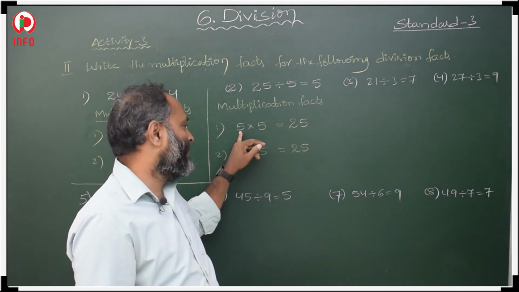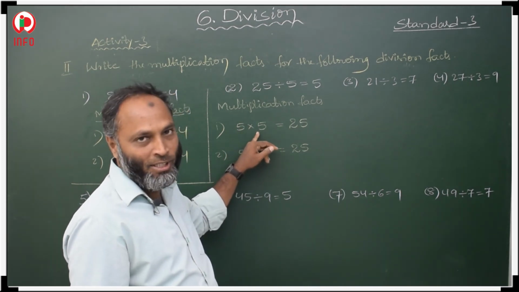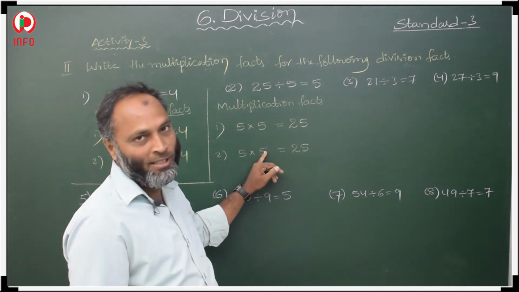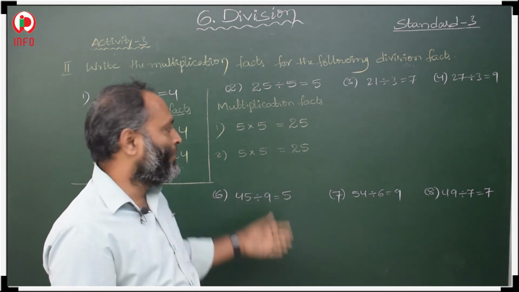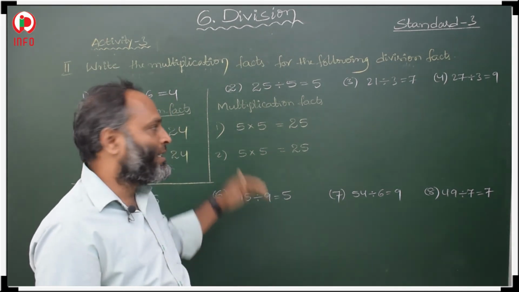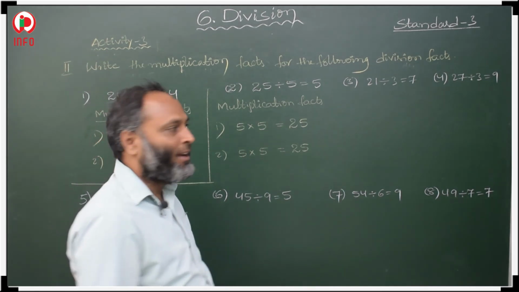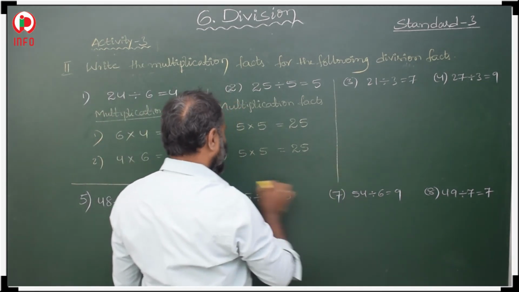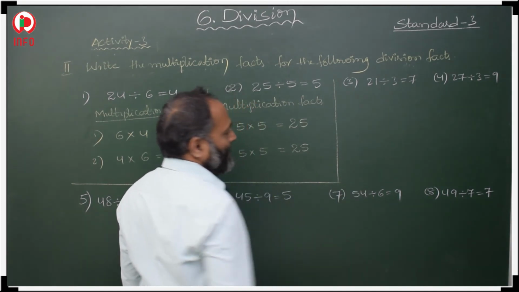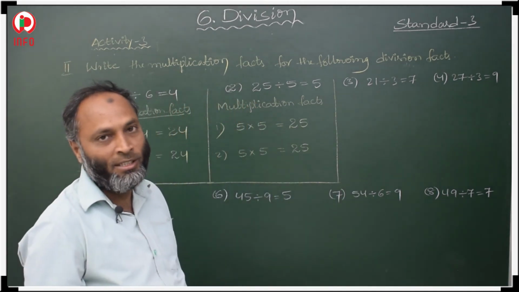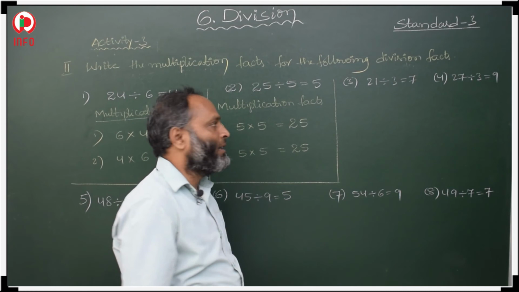Actually, this is the dividend, this is the divisor and this is the quotient. This is the quotient and this is the divisor. Both numbers are the same, so it looks the same, but actually these two are different. Why are they different? Because one is a divisor, the other one is a quotient. So we have to write those two.